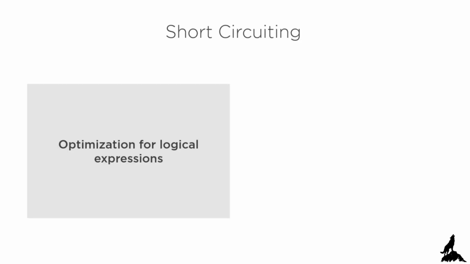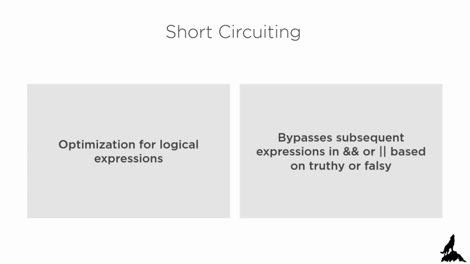Let's now talk about short-circuiting. Now, short-circuiting is simply an optimization for logical expressions. What it allows JavaScript to do is to bypass subsequent expressions in AND or OR conditions based on truthy or falsy. So let's take a look.